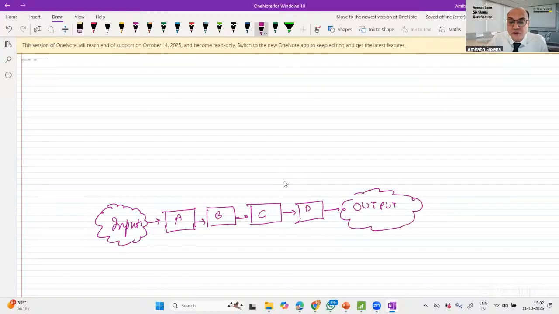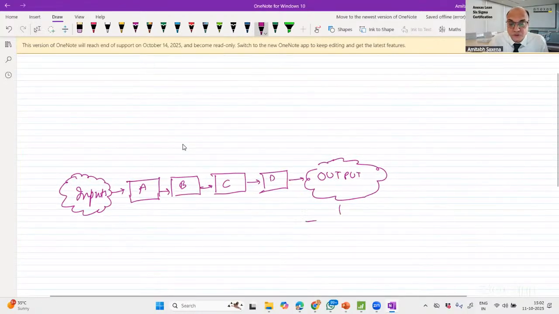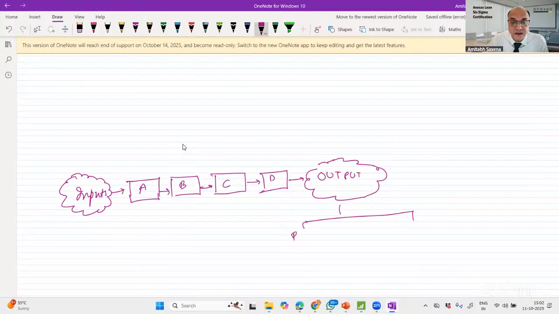Output could be either a product or a service. There is no third type of output in any industry. Think of your industry: either you are producing a product or you are producing a service. If you're a manufacturing company, you are producing a product, let's say you are making chocolates. If you are a hospital, you are providing a service.